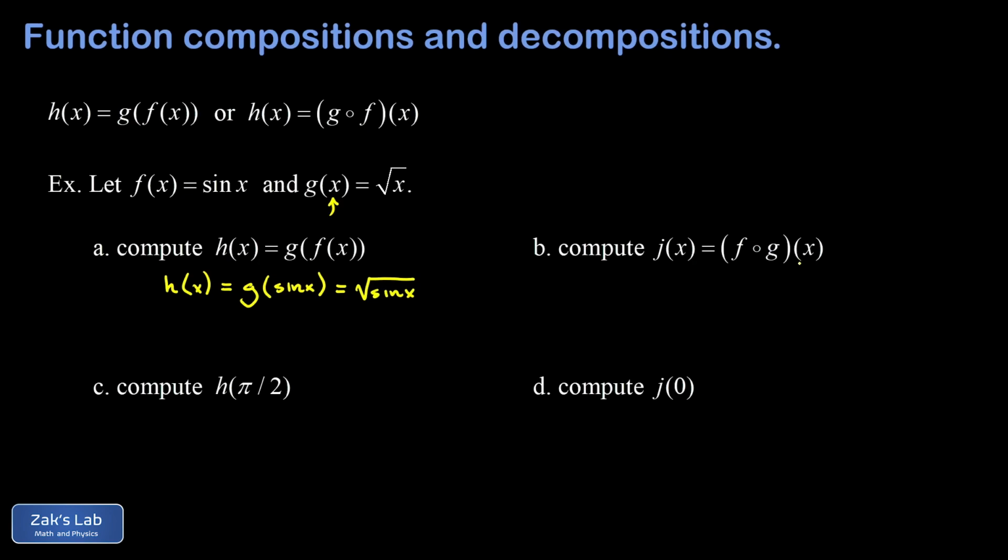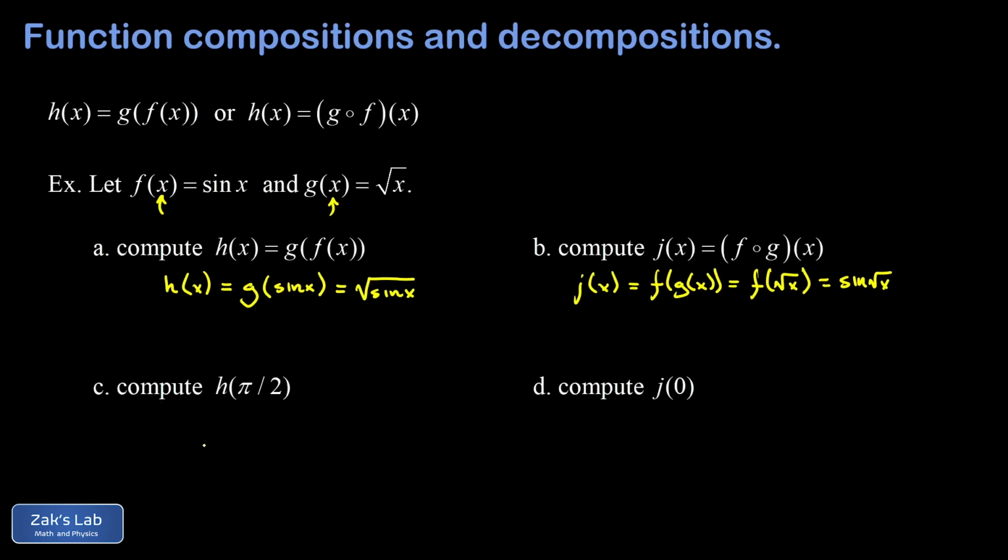In part B, we're looking at the composition in the opposite order. So I'm saying this function j of x is f circle g of x, which means precisely the same thing as f of g of x. So that's f of square root x. And when we take that function f and replace its argument with the square root of x, we get sine of square root of x. So we can see that taking this composition in different orders results in a different final function. In the first case, the square root of the sine function. In the second case, the sine of the square root of x.